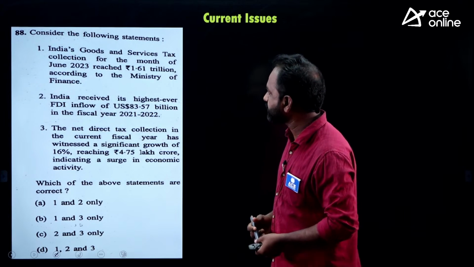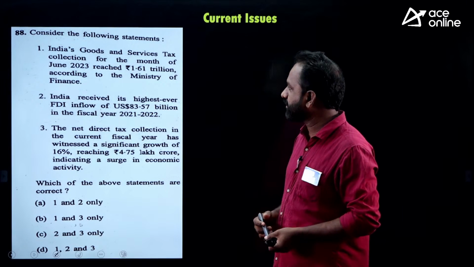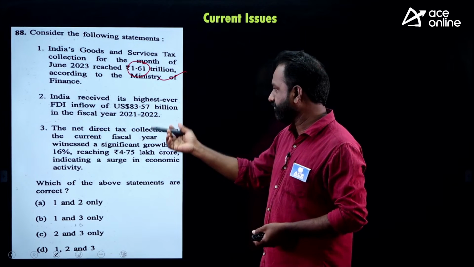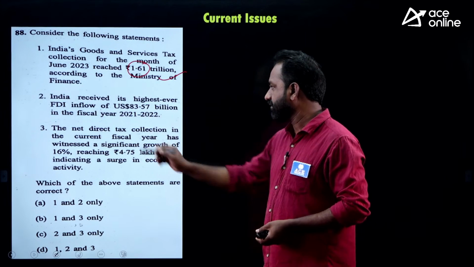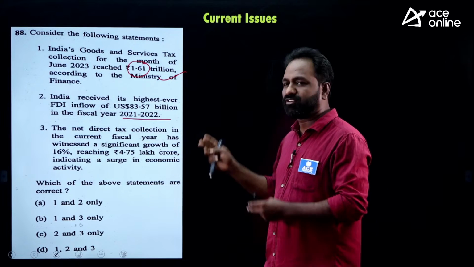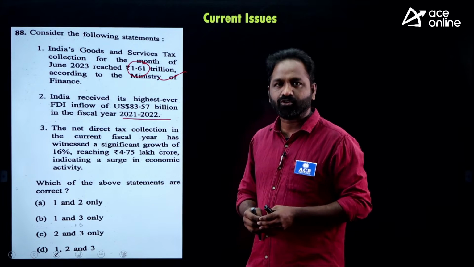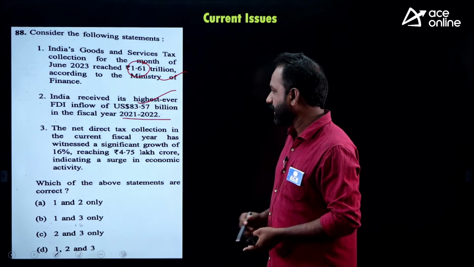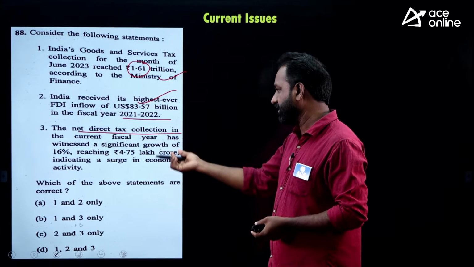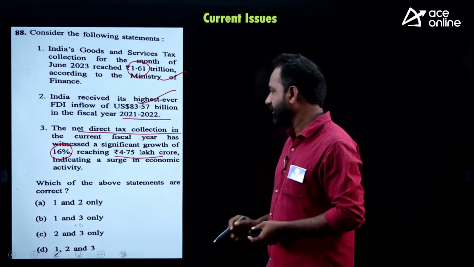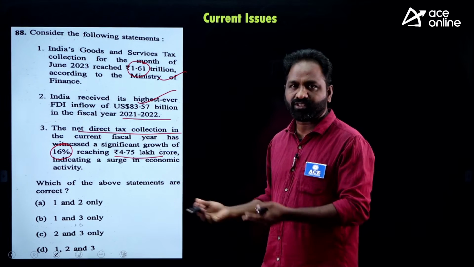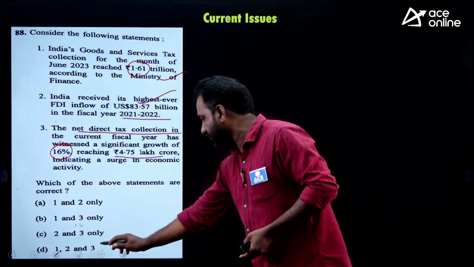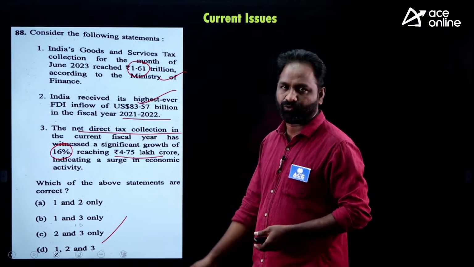India's goods and services tax collection for the month of June. So June GST collection 1.6 trillion. It is the right. India received highest ever FDI inflow US $83.57 billion for the fiscal year of 2021-22. Of course, this question is very difficult for any student. So these questions not supposed to ask in the examination, but they asked. This is also right. Even they asked a question about the net direct collection in the current fiscal year. The growth is 16% and the growth amount is 4.7 lakh crore. So these are also in the news which was given in the newspapers. So 1, 2, 3 all are correct. The answer is the D only.